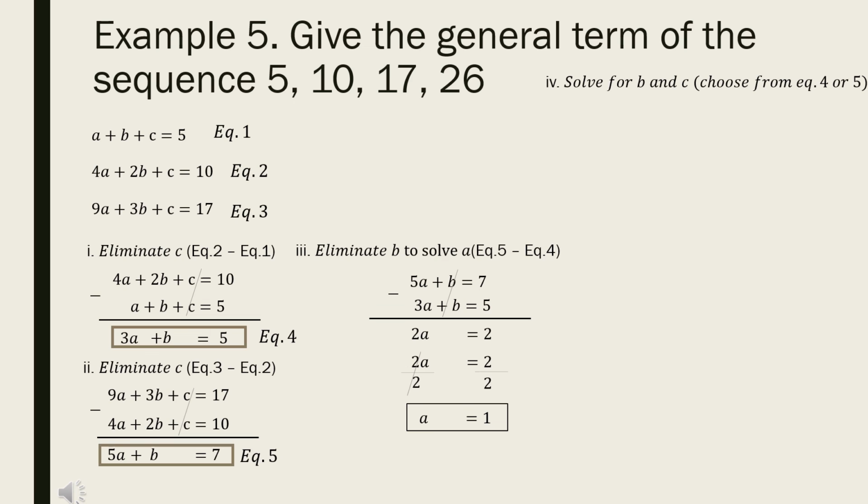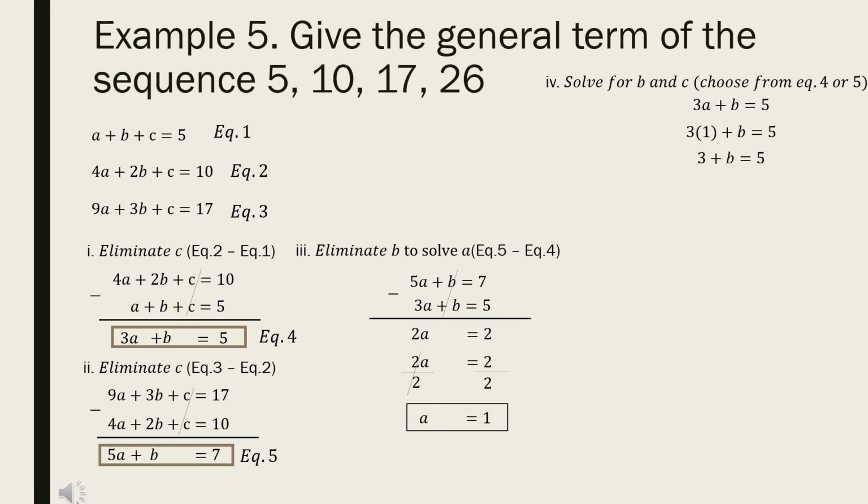And next, we're going to solve for b and c. Okay? So, let's solve for b first. We will choose from equation 4 or 5. For this particular example, we are going to use equation number 4, and that is 3a plus b is equal to 5. The value of a that we solved earlier, which is 1, is what we will use for this equation number 4. So we substitute 1 for a. So we have 3 times 1 plus b is equal to 5.